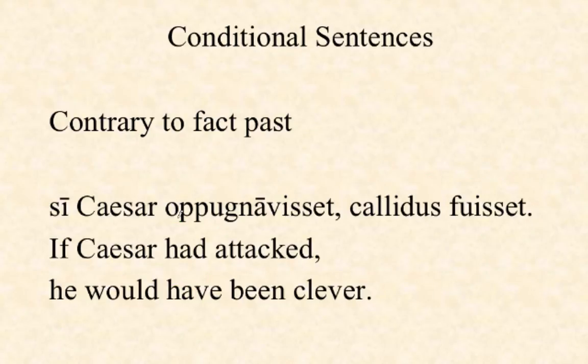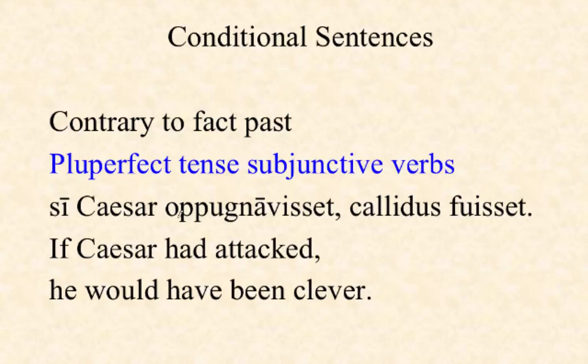Yet another conditional sentence using subjunctive is the contrary to fact past. Si Caesar oppugnavisset, calidus fuisset. If Caesar had attacked, he would have been clever. The idea here is Caesar did not attack. This is contrary to fact. In the past, he did not attack. If he had attacked, but he did not, he would have been clever. This conditional sentence uses pluperfect tense subjunctive verbs for both halves.